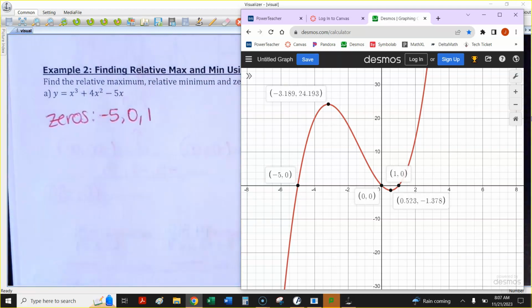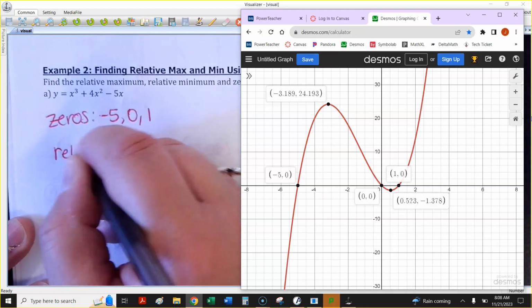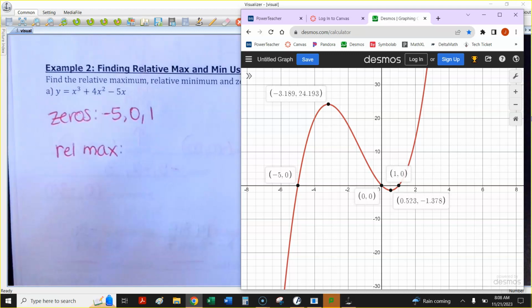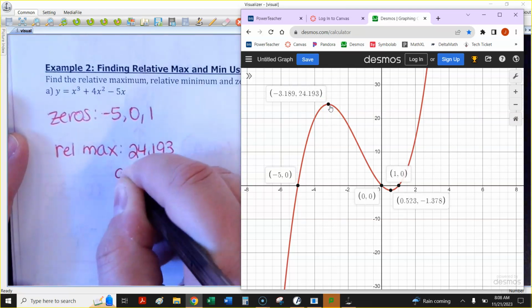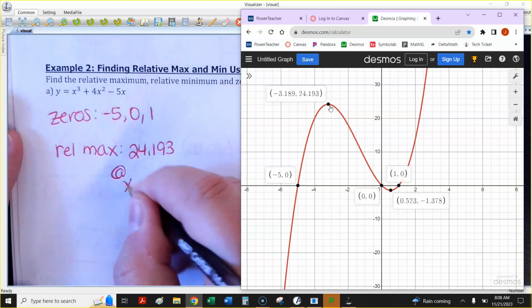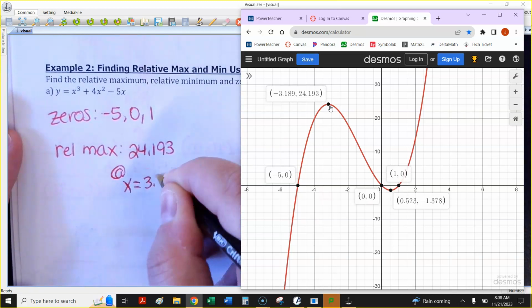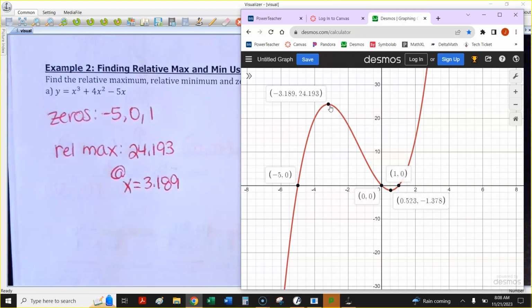And then it asks you to state the relative maximum and minimum. I have both of these for this graph. It doesn't have an absolute max or min because one side goes to positive infinity and one side goes to negative infinity. But my relative maximum, and I'm just going to write down the decimals, the y value is 24.193, and that occurs at the x value 3.189. That's all you have to do.